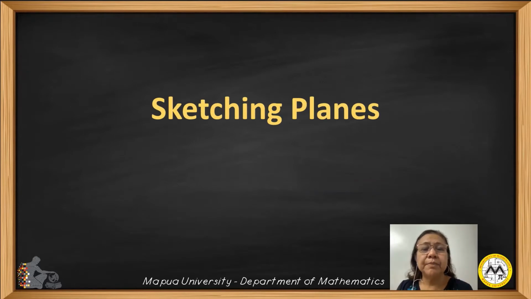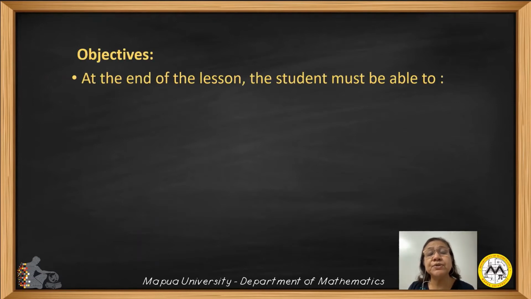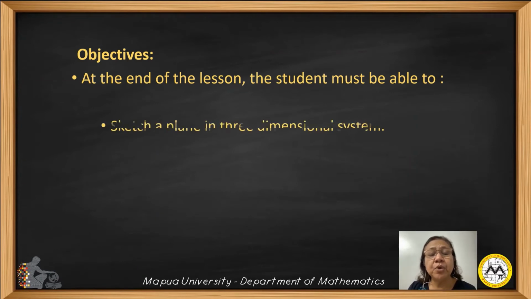This lesson is about sketching planes. So at the end of this lesson, you should be able to sketch planes, given by the equation ax + by + cz + d = 0.